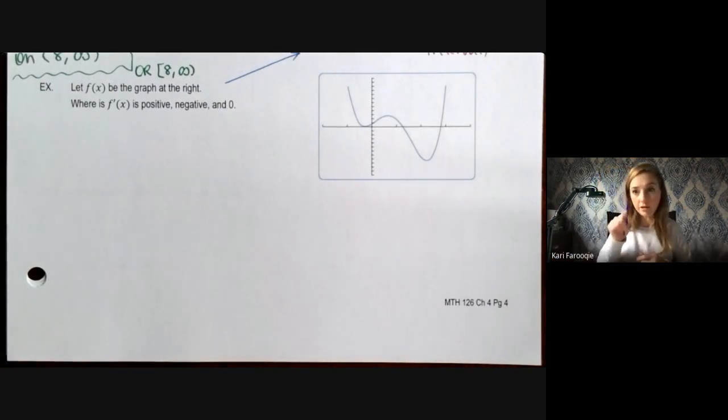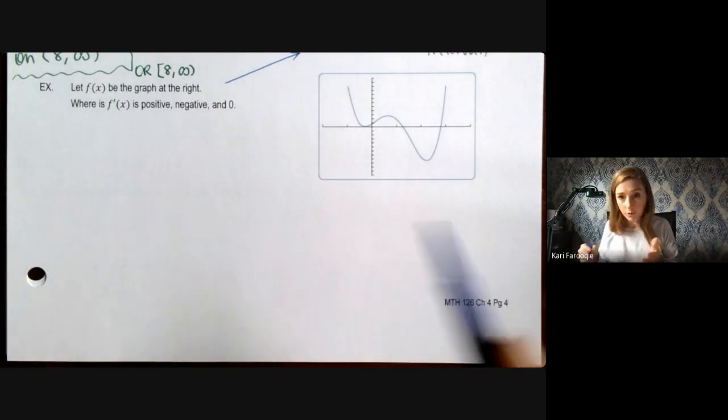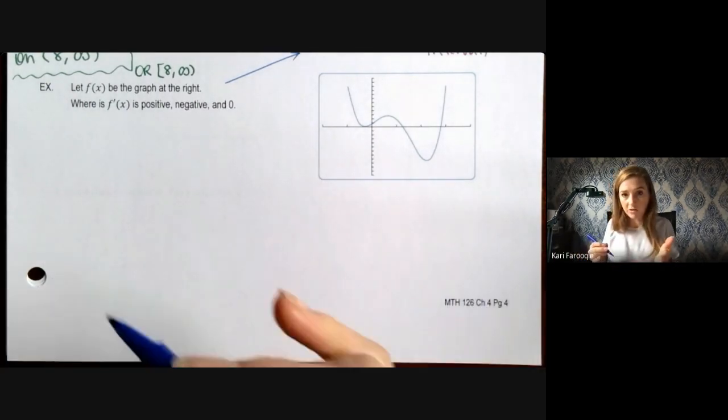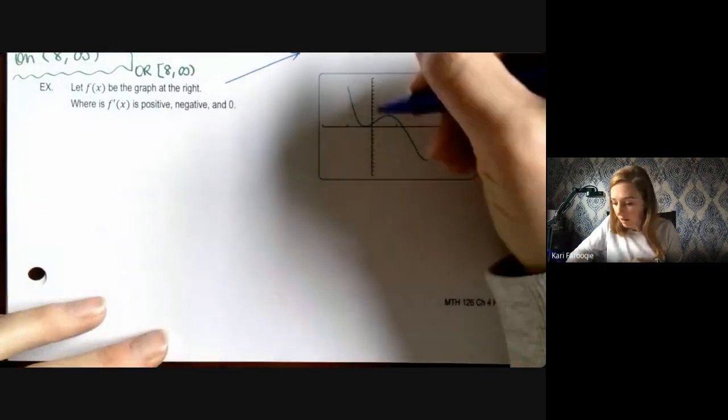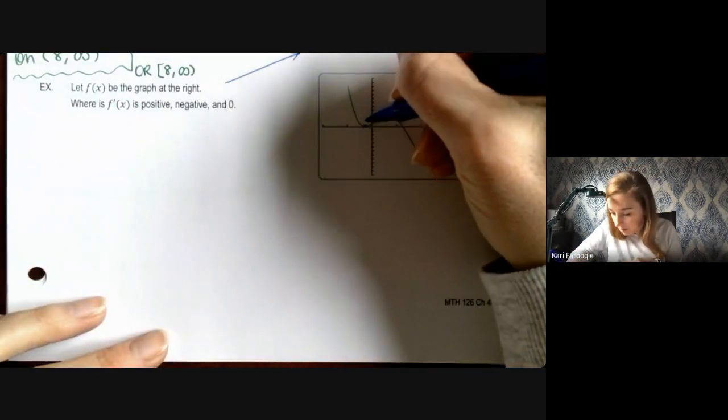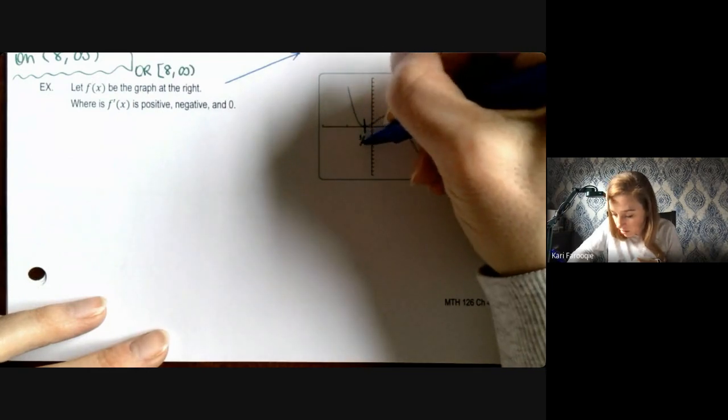So that's on you. Let f of x be the graph at the right. Where is f prime positive, negative, and 0? Well, f prime is going to be positive, negative, and 0 related to where those critical numbers are and what's happening to the slopes in between those critical numbers. So if you were to pick out something like, I don't know, maybe a critical number might be here at 1/4.